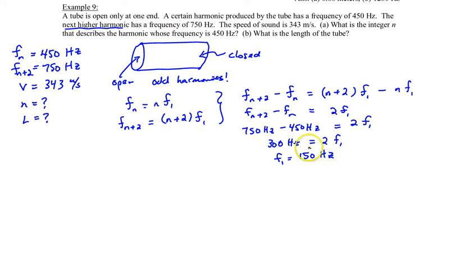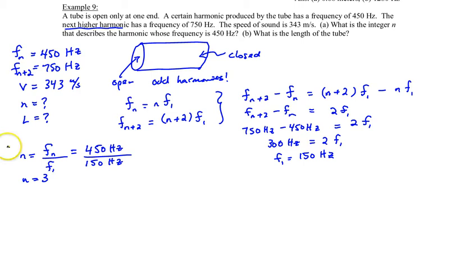So now, if you know the fundamental is 150 hertz, this is definitely not 150. So we need to figure out what the nth harmonic is. If we divide f sub n by the fundamental, what do you get? You're going to get the nth harmonic, what our harmonic level is. So we take 450 hertz and divide it by 150 hertz, and we see that n equals 3.